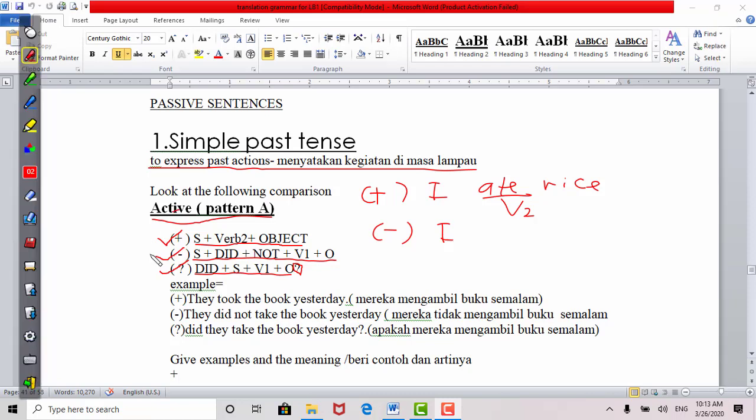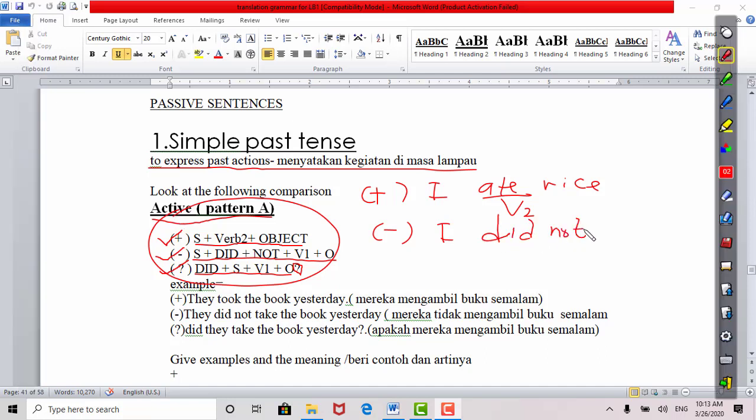We follow this pattern. I, after that, we put did plus not. I did not. The verb 2 here, you have to change to verb 1. Yes, eat rice. So it becomes I did not eat rice. That's negative.